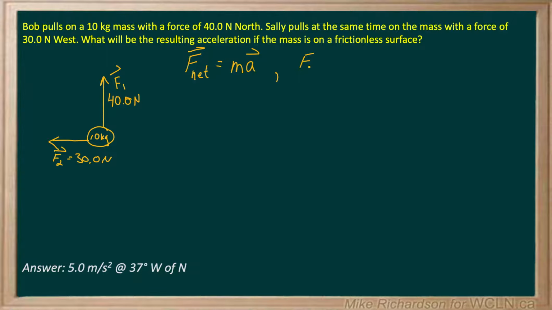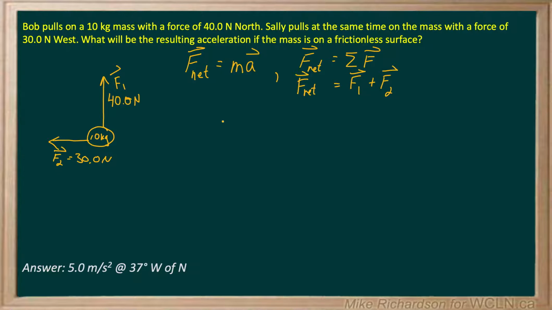Well, by definition, the net force is simply the sum of the forces that act on the object. But because forces are vectors, you have to sum them up according to the rules of vectors. So we're going to add these together tip to tail. So we're going to add F1 plus F2, and we're going to make that diagram, and that's going to equal my net force.